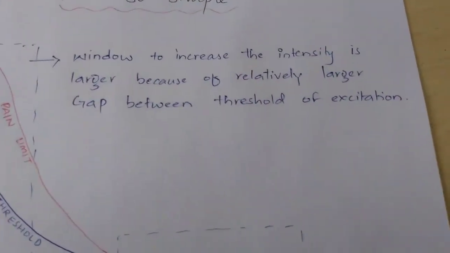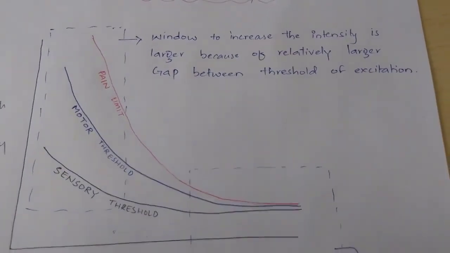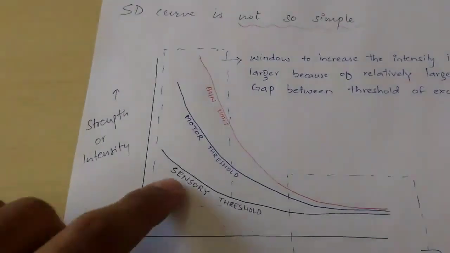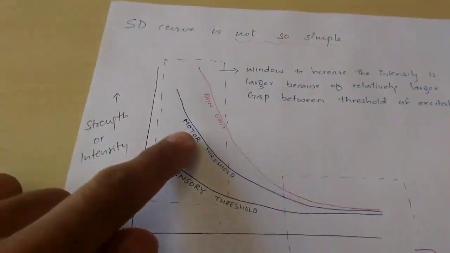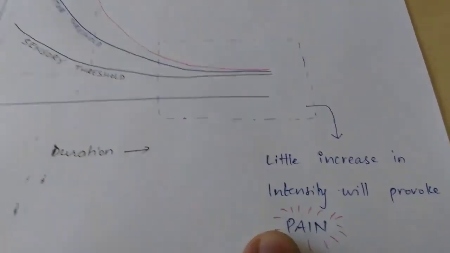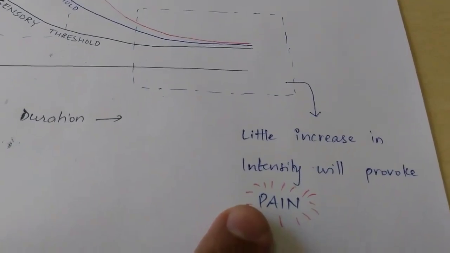So what is the implication of this? The window to increase the intensity is larger because of the relatively larger gap. We can move more up and down with the intensity knob in case of Faradic, but not in case of galvanic current. A little increase in intensity will provoke pain.